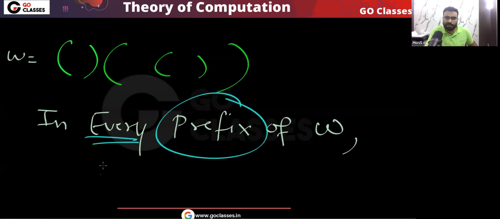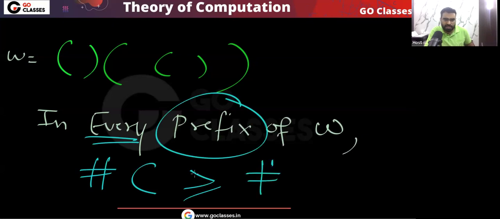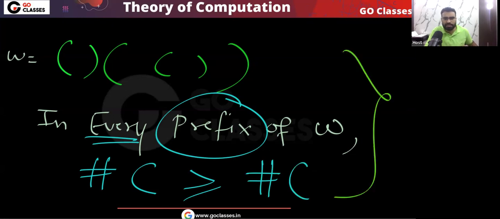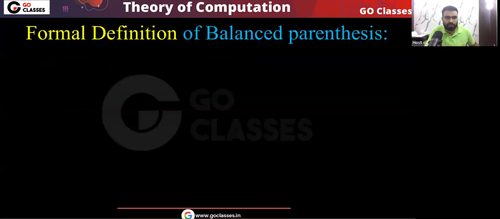Whatever prefix you take, in every prefix of W, what will happen? The number of left parentheses will be greater than or equal to the number of right parentheses. Yes or no? Is this clear? So remember, this is the formal definition of balanced parenthesis.